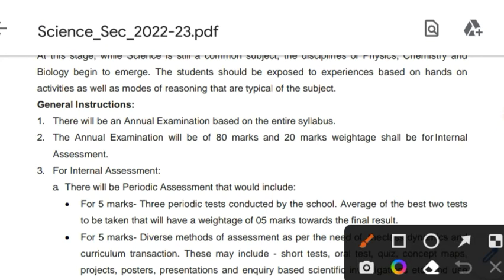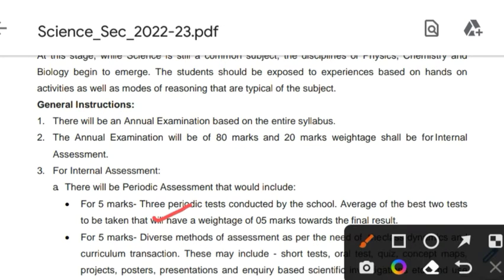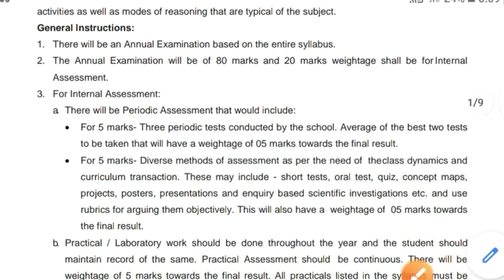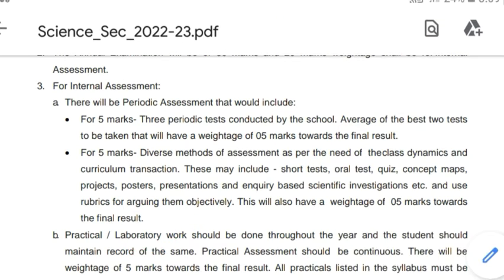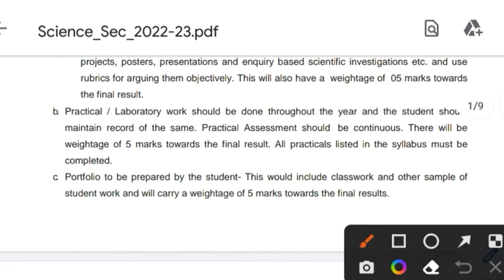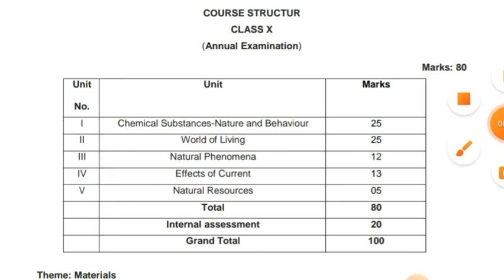See the general instruction: there will be an annual examination, meaning the final examination, in which 80 marks are external and 20 marks internal. Those 20 marks are divided into 5 marks for the periodic test, 5 marks for the short test or oral test, concept and project, 5 marks for practical, and 5 marks for classwork. Other papers depend on it. Let's see class 10th.